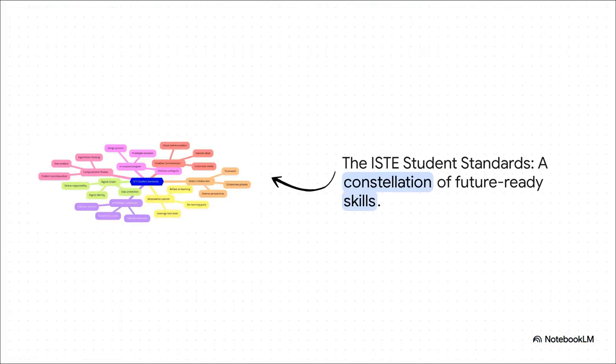This mind map shows you just how interconnected these roles are. A knowledge constructor is also a digital citizen and a global collaborator. It's not about mastering one thing at a time, it's about developing a whole set of skills that work together. Let's dive into a couple of these roles to see what they actually look like in action.